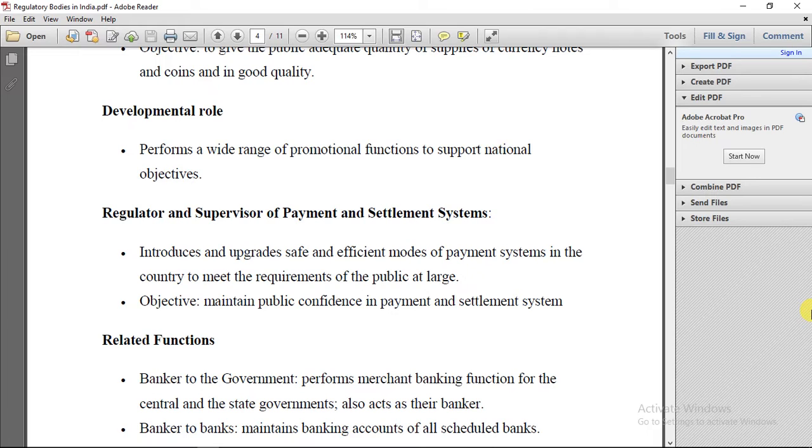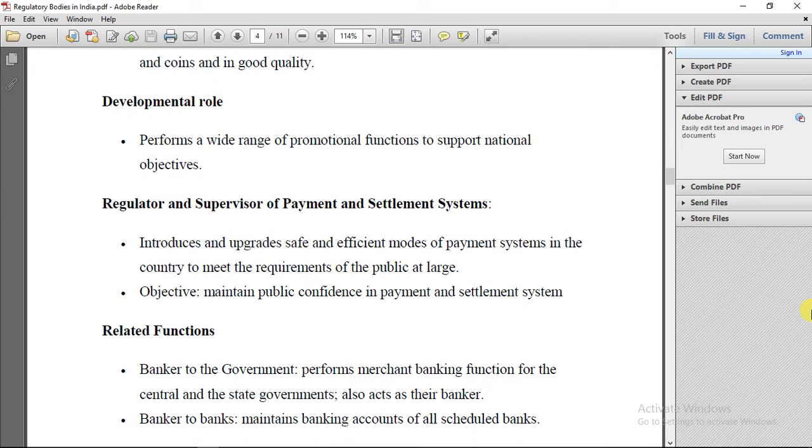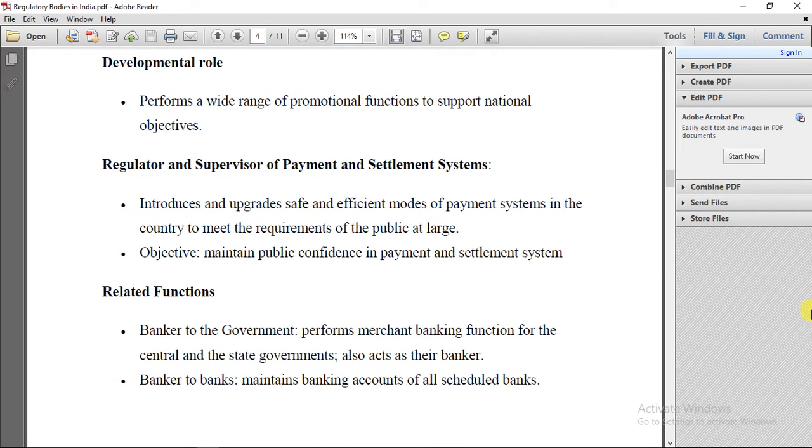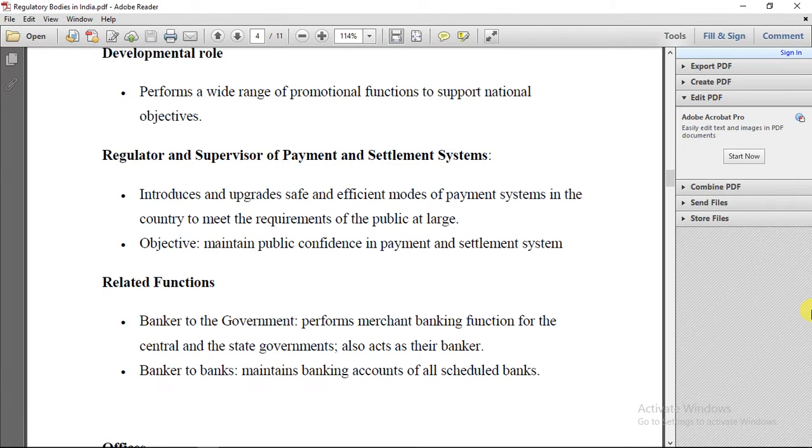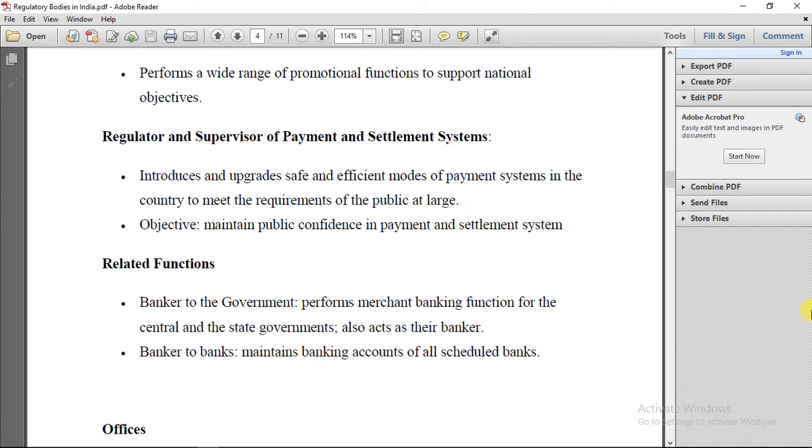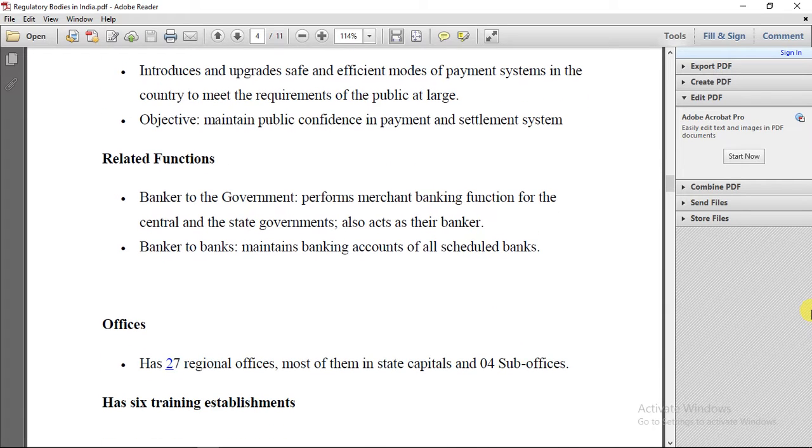Regulator and supervisor of payment and settlement system. Introduces and upgrades safe and efficient modes of payment system in the country to meet the requirements of the public at large. Now the objectives are to maintain public confidence in payment and settlement system. Now what are the other related functions? That bankers to the government. They perform merchant banking function for the central and state government, also acts as their banker. So they are the bank for the government.